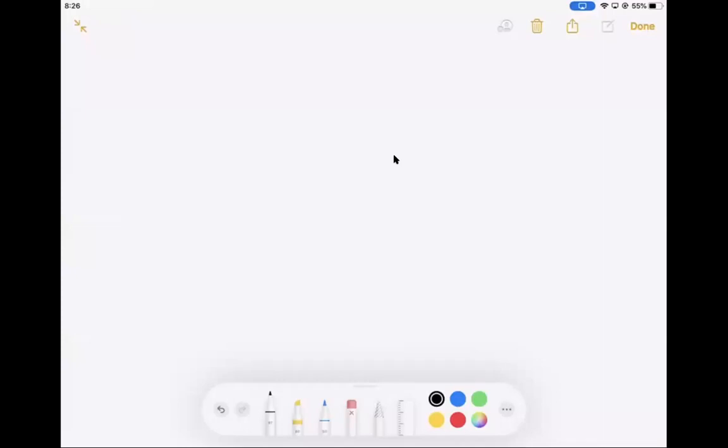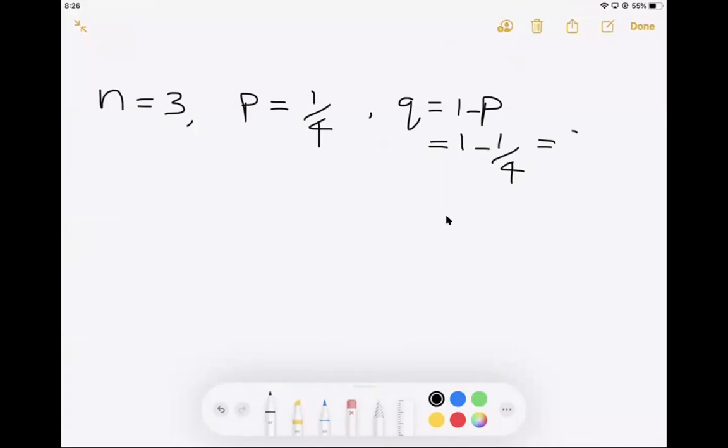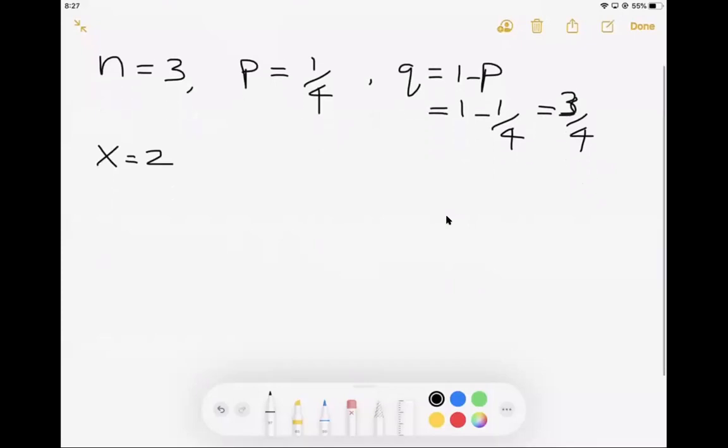Okay, here first you have to identify what is n. It's 3. Then what is p? Success probability in each trial, 1/4. Then how can you find q? 1 minus p. Then it should be 1 minus 1/4, 3/4. Then the last one is x. What is x? Exactly two questions right. So x is 2. So we have everything: n, p, q, x.